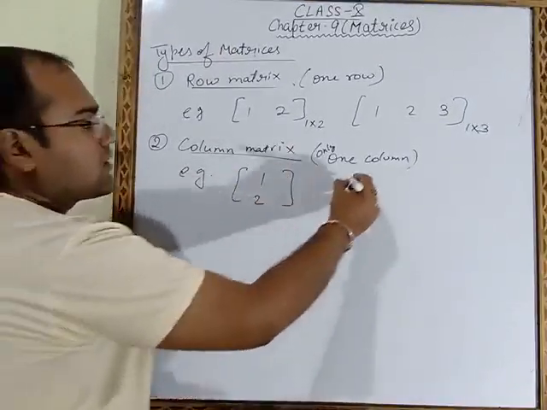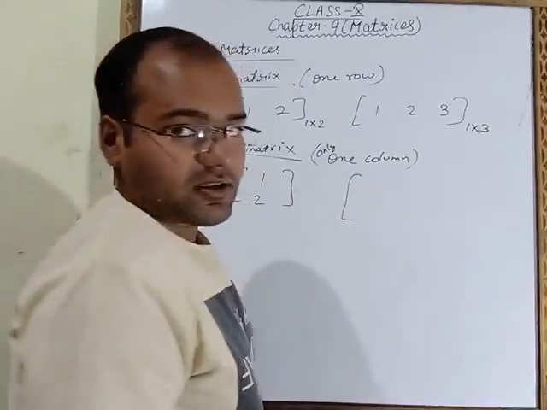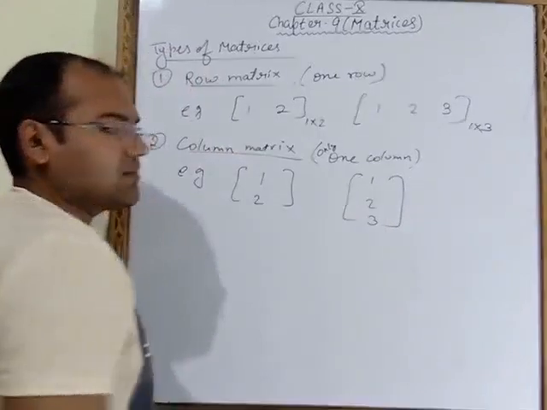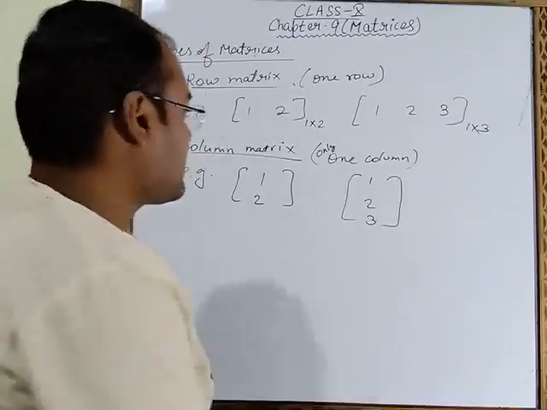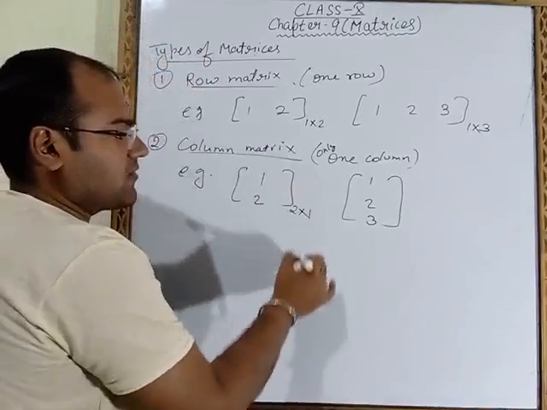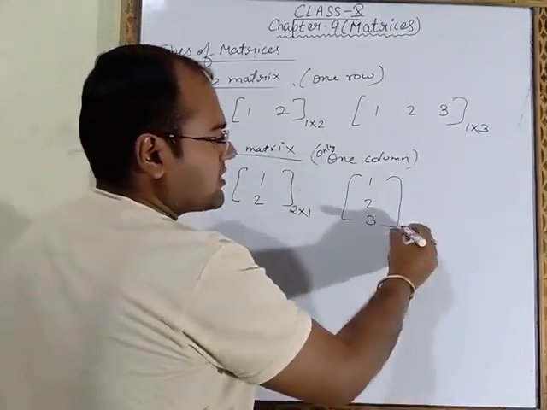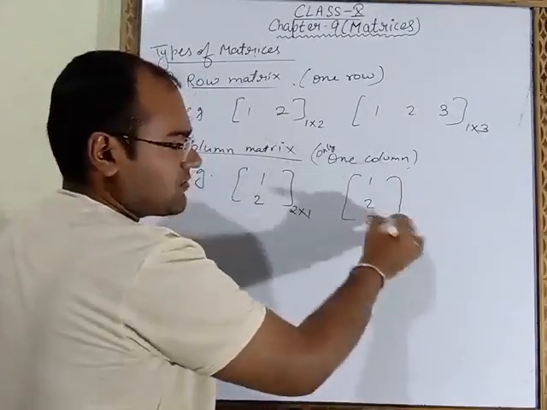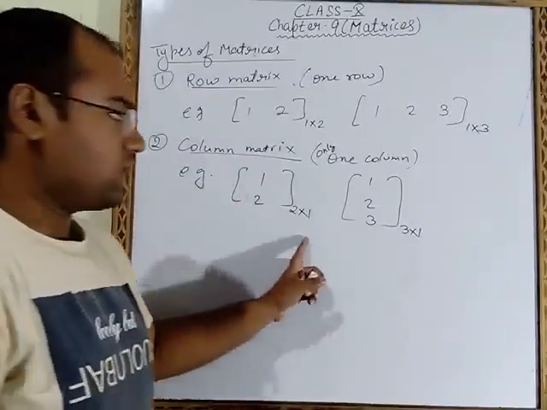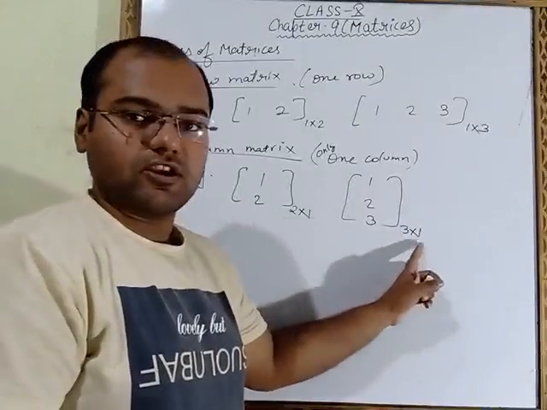Now let's take some examples. 1, 2. Here I have taken one column only. And how many rows are there? 2. Next, the example is 1, 2, 3. This is also an example of a column matrix. How many rows are there? 2 into how many columns? 1. How many rows are there? 3 into how many columns? 1. So the order of this matrix is 2 into 1. The order of this matrix is 3 into 1.